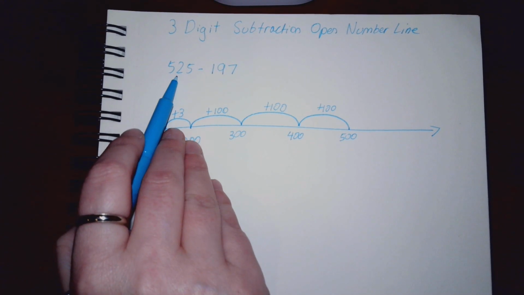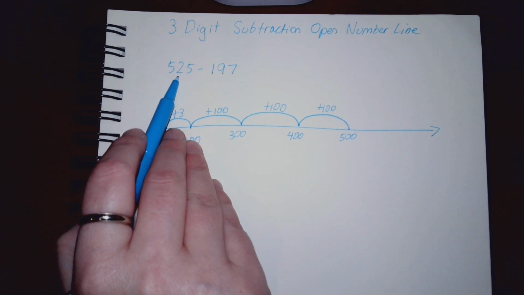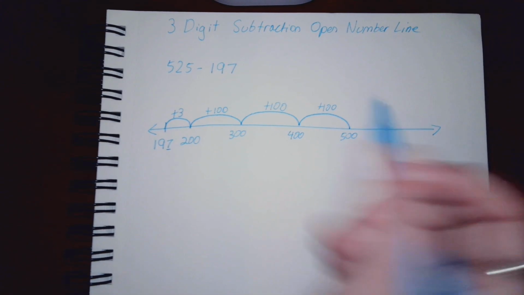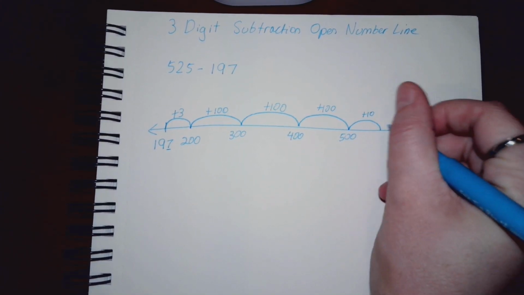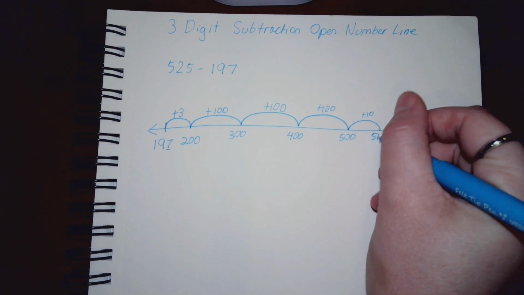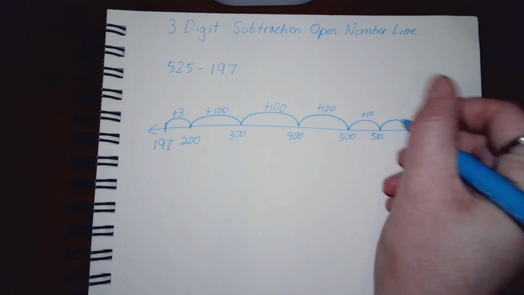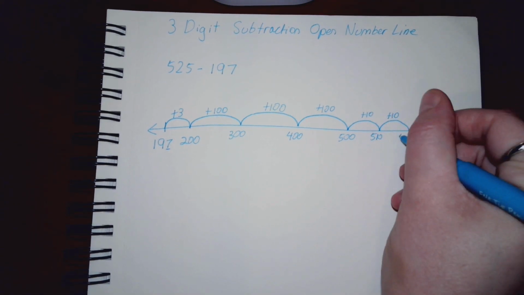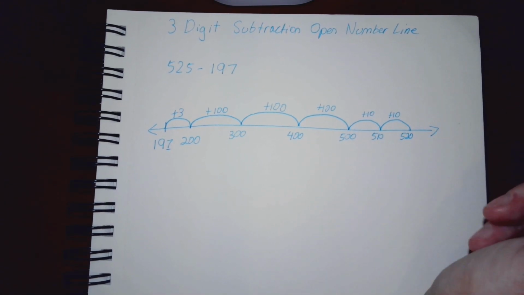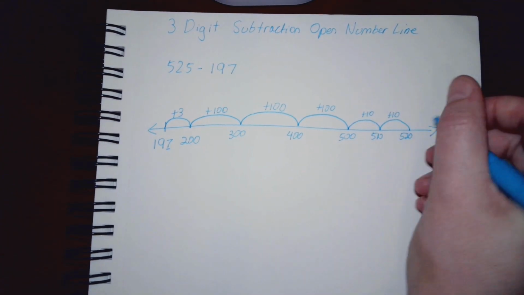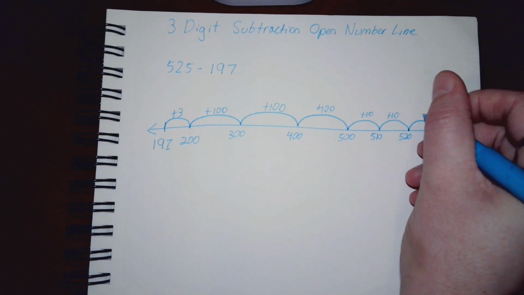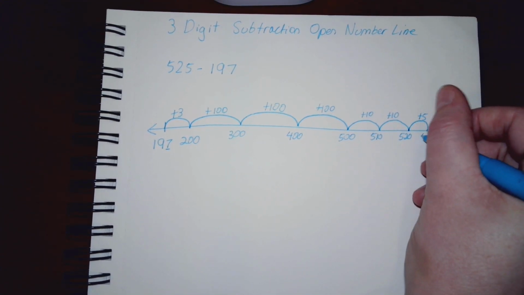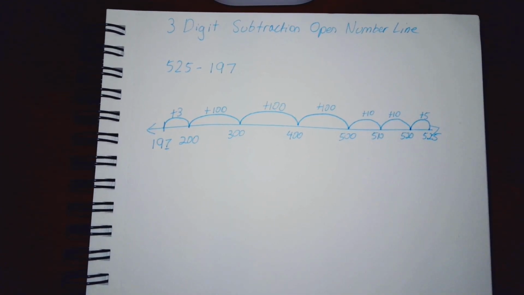So now let's look at the tens. You can lump those tens together and do a plus 20, or you can do plus 10 to get to 510, and then another 10 gets me to 520. And then we have 5 more to go to get to 525. I'm going to put plus 5, and I got to 525. I got to where I wanted to be, so I stop.